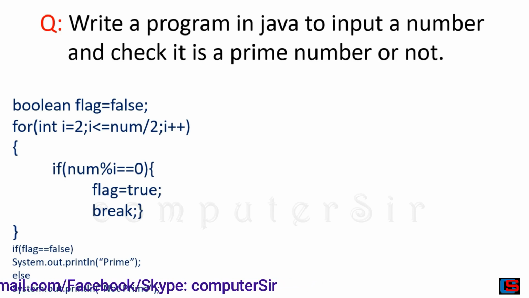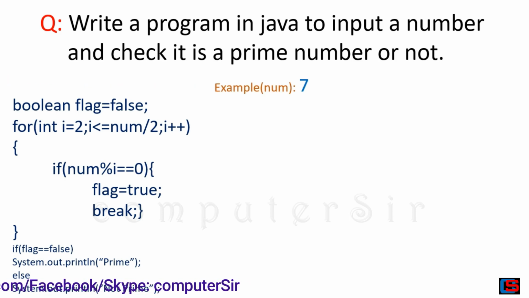So let's take an example. Suppose the first number is 7. The number 7 is only divisible by 1 and the number itself, which is 7. So the number 7 is only divisible by 1 and 7, right? So it is a prime number. Now I am going to check whether it is a prime number or not by using this Java code.